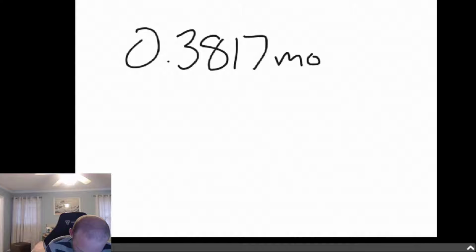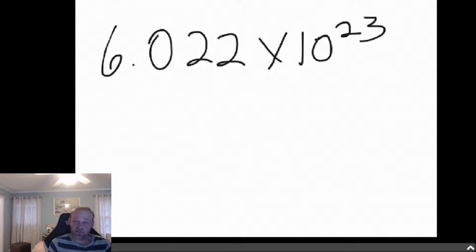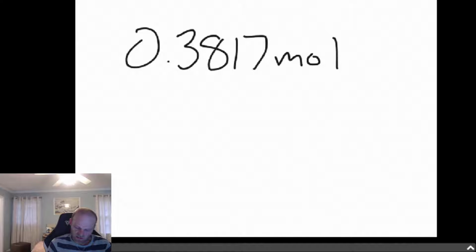0.3817 moles. Now I need to multiply that times Avogadro's number. If you remember from the earlier chapters, Avogadro's number is what a mole represents, how many it represents. And if you remember, we said it is 6.02 times 10 to the 23. So if I want to determine how many atoms this is, all you do is multiply the moles times Avogadro's number.